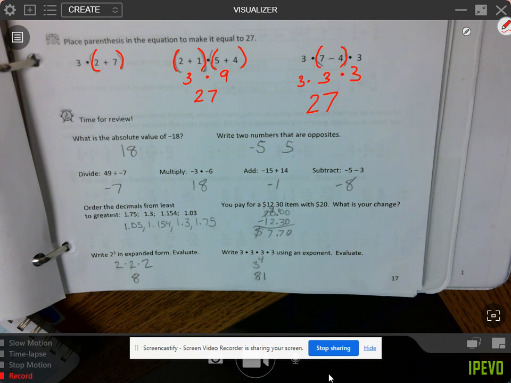All right, let's look at our review. The absolute value of negative 18. One of my friends in here was working on Khan Academy, and I assigned an absolute value assignment because that was our very first objective in this unit, and we have done so much math since then, we forgot that absolute value is those 2 bars outside of our number.